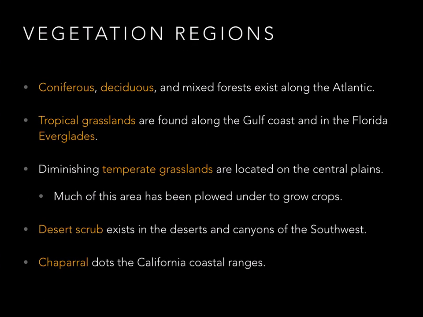Vegetation regions. Coniferous, deciduous, and mixed forests exist along the Atlantic Ocean. Tropical grasslands are found in areas along the Gulf Coast and also in the Florida Everglades. Diminishing temperate grasslands are located on the Central Plains, the Great Plains. However, much of this area has been plowed under throughout the years to grow crops. Desert scrub exists in the deserts and canyons of the Southwest, and chaparral dots the California coastal ranges.